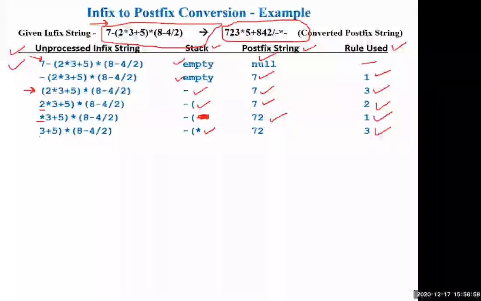Next is our operand, which is 3. As per rule number 1, the operand is added to the end of the postfix string.